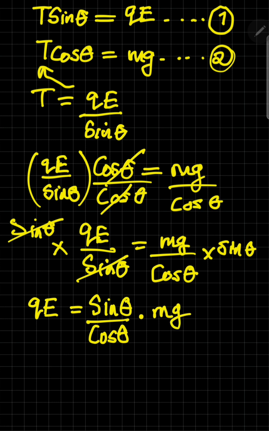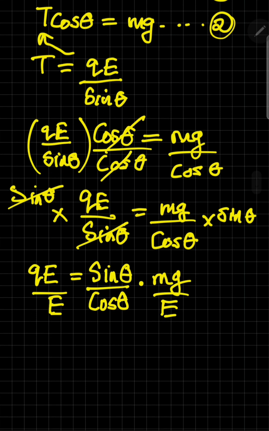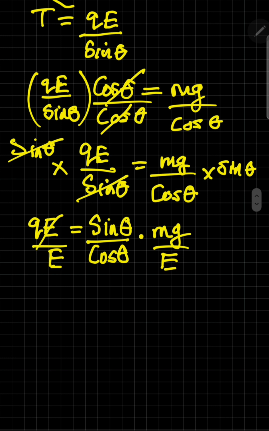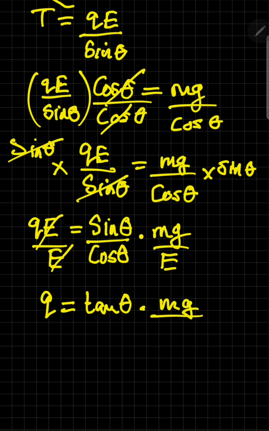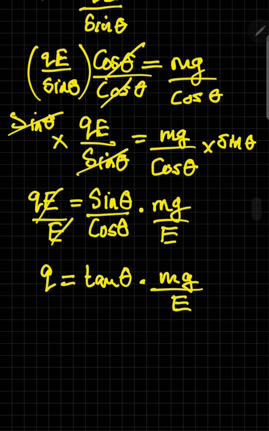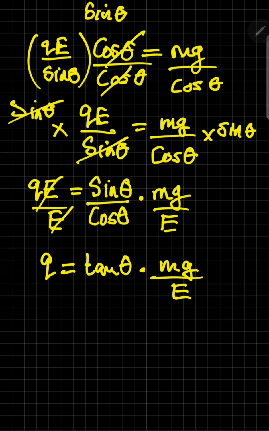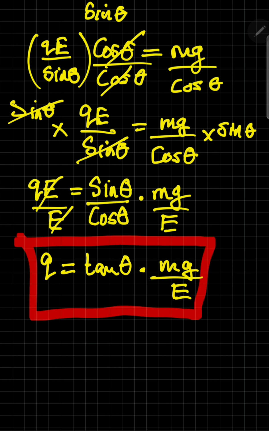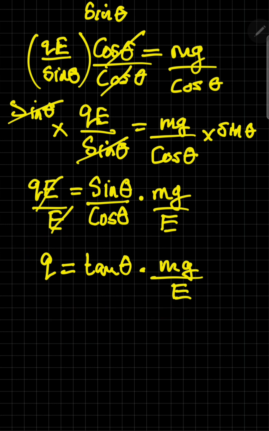Then we can divide both sides by E, which is the electric field, so that we have now Q as the subject of the formula, which is the charge of the ball, and that's what we're looking for. But then again, you know that sine theta divided by cosine theta is just simply tan theta. So we have tan theta multiplied by mg divided by E. Okay, and this formula right here will help us find the charge of the ball.